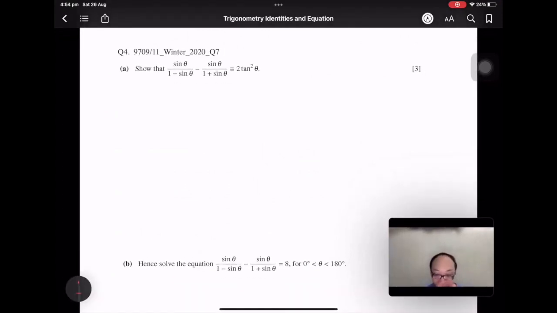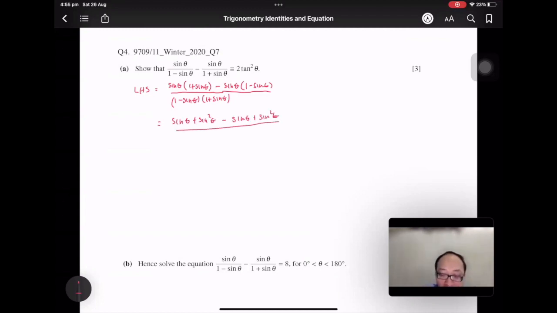Show that. Okay, from here, the left-hand side, I make the denominator the same, 1 minus sine theta, 1 plus sine theta. So sine theta multiplied by 1 plus sine theta minus sine theta multiplied by 1 minus sine theta. And then I expand: sine theta plus sine square theta minus sine theta plus sine square theta over 1 minus sine square theta.